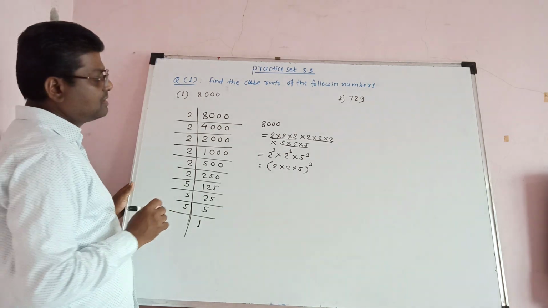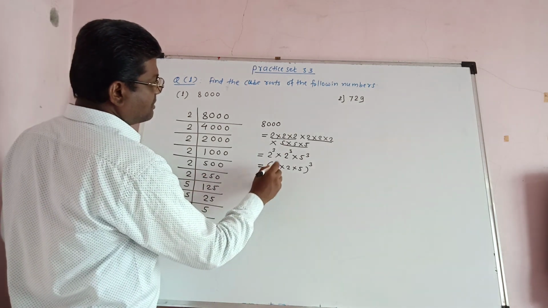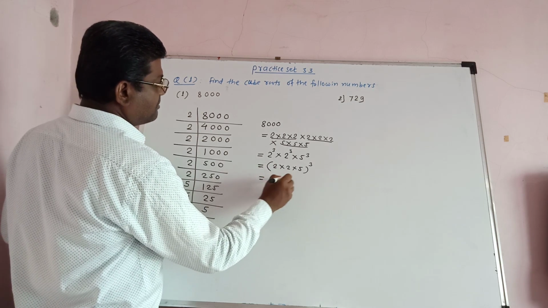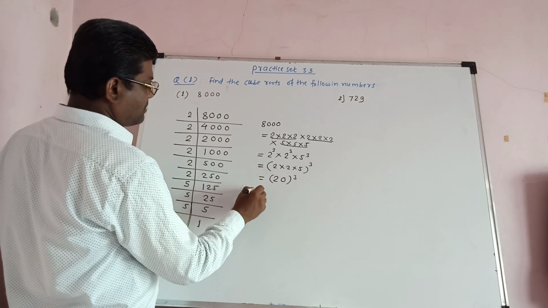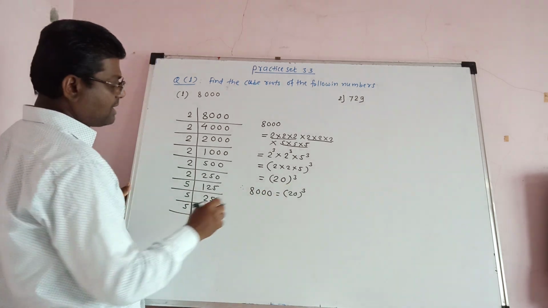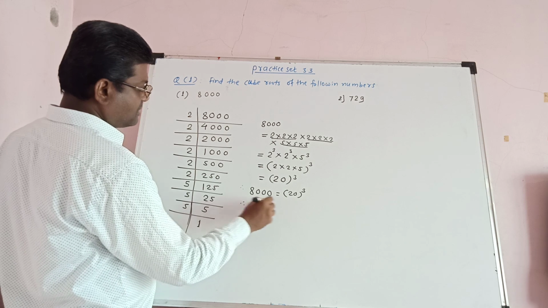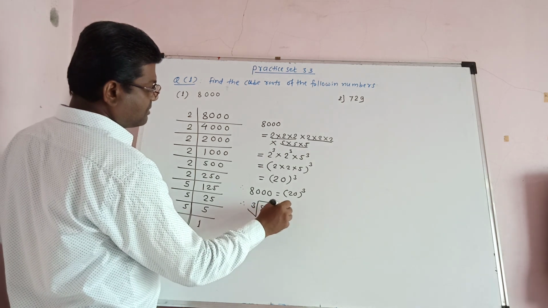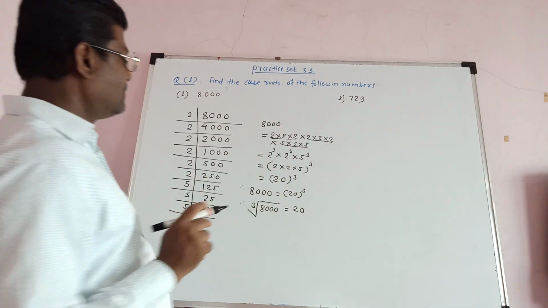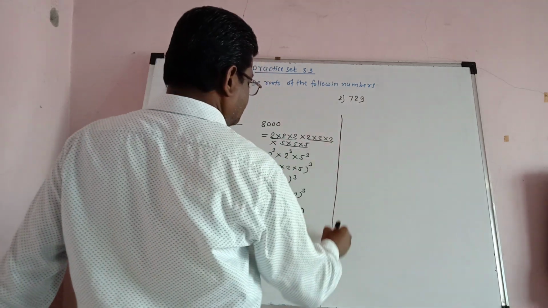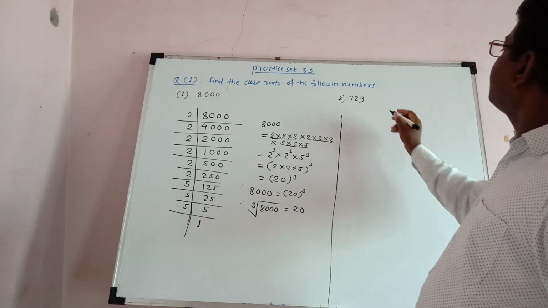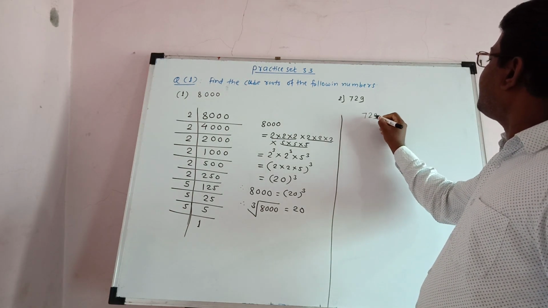We can write the common index: 2 into 2 is 4, 4 into 5 is 20. So it will be 20 raised to 3. Therefore, 8,000 is equal to 20 raised to 3. If we write the cube root on both sides, cube root of 8,000 is equal to 20. This 3 will be eliminated. Now the next example, example number 2, is 729.